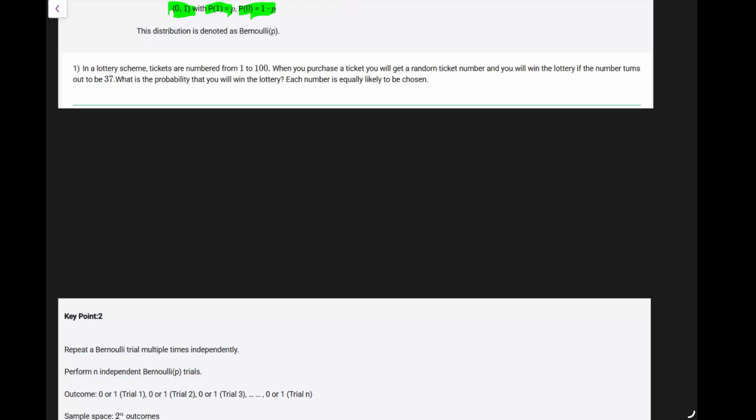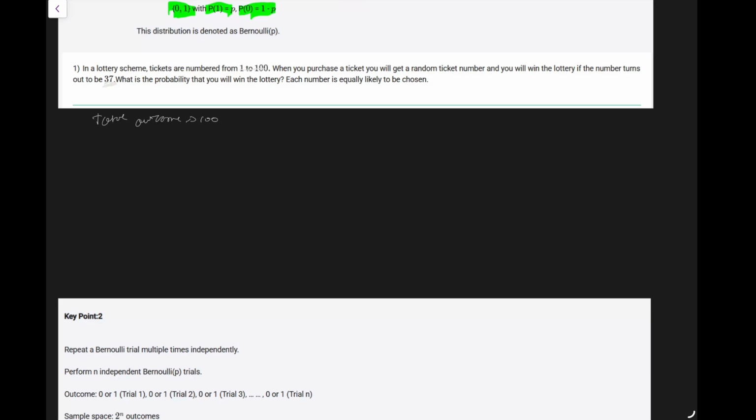Okay, so let's understand this problem. You have a lottery with tickets numbered from 1 to 100, okay? When you buy a ticket, a random number from 1 to 100 is assigned to you. You win the lottery only if the ticket turns out to be 37, okay? That's the only case. Each of the 100 numbers is equally likely, so all the outcomes are independent. So what is the total possible outcome? Total outcome here is 100. You have 100 numbers. It's finite. If you remember from yesterday, we said there needs to be a finite number of possibilities in Bernoulli's trial. Okay, so we have 100 outcomes. Each ticket number is equally likely to be assigned.